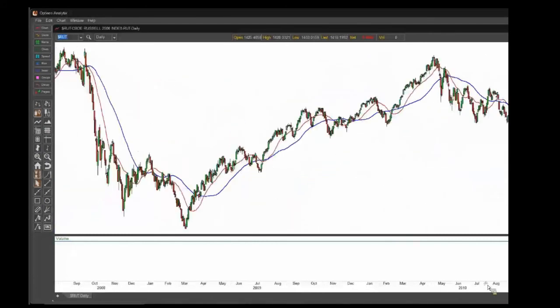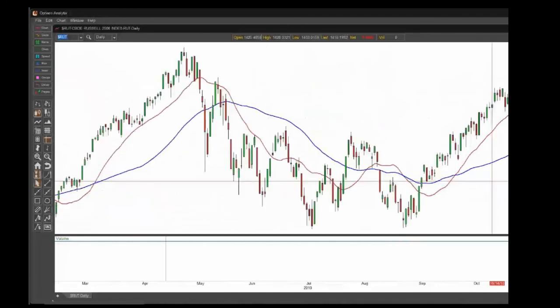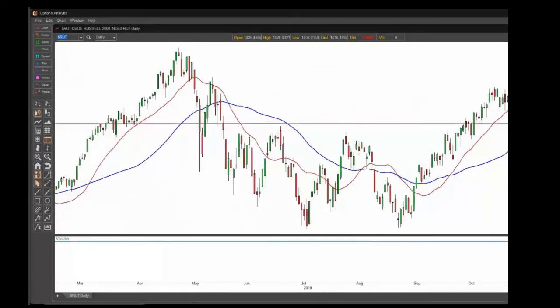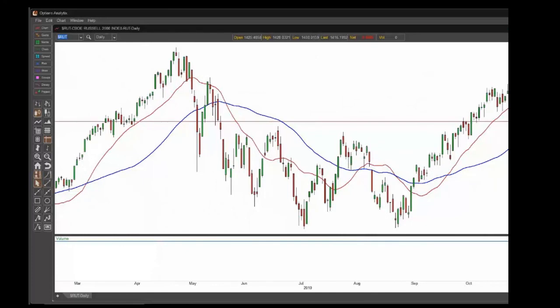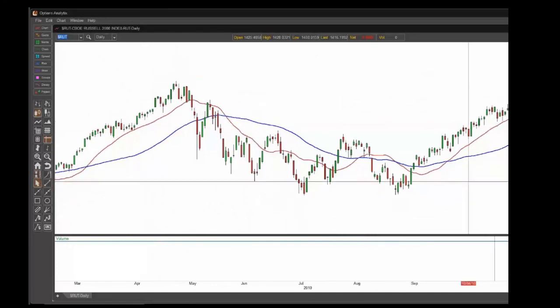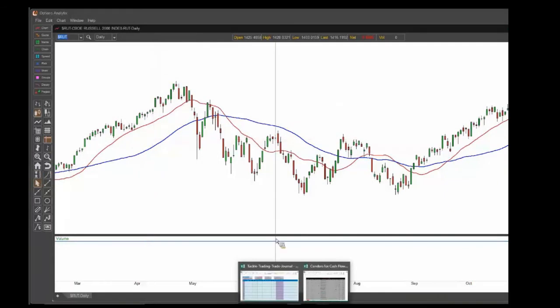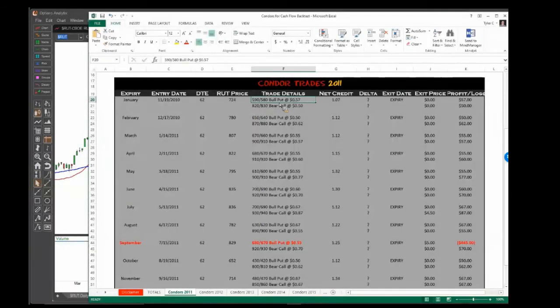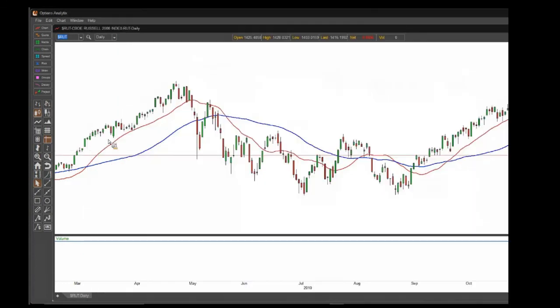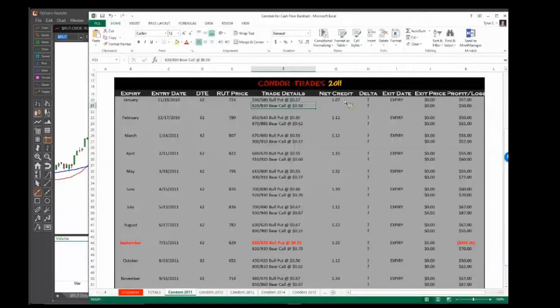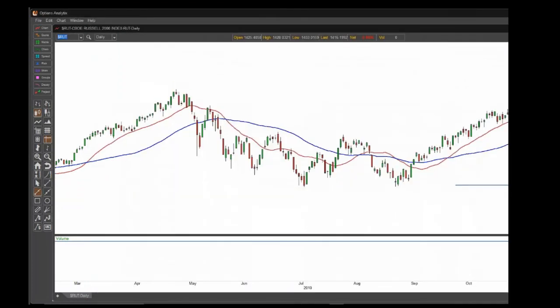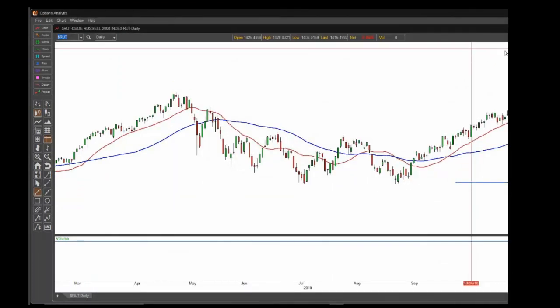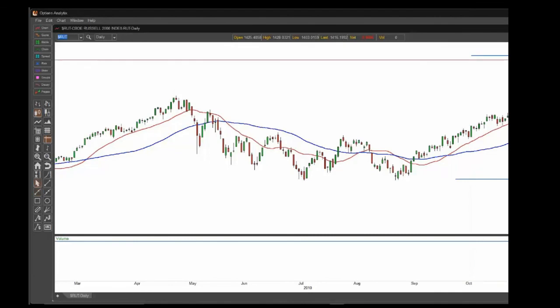Here's November. November 19th, 2010, right here. This is when I did the trade. I go to my spreadsheet, and I did the 590/580 bull put and the 820/830 bear call. So let's visualize that. I sold the bull put down here, 590/580, and then the 820/830 bear call up here.